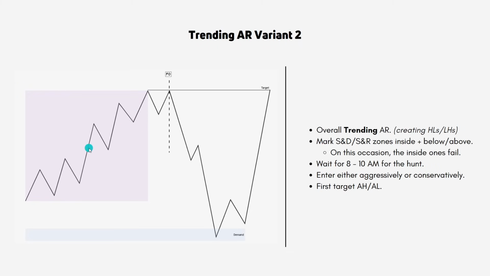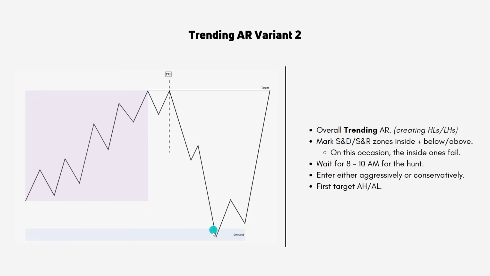What you do is you mark your supply and demand, support and resistance, whatever you're using inside the Asian range and also outside of it, right? Below and above, whatever, depending on the trend. So in this example, we are bullish, okay? So on this occasion, this is the variant 2, the inside is going to fail. Maybe you take a trade, maybe you lose it, that's fine. It's even going to manipulate further to take out the stop losses that are resting below the Asian low, okay?